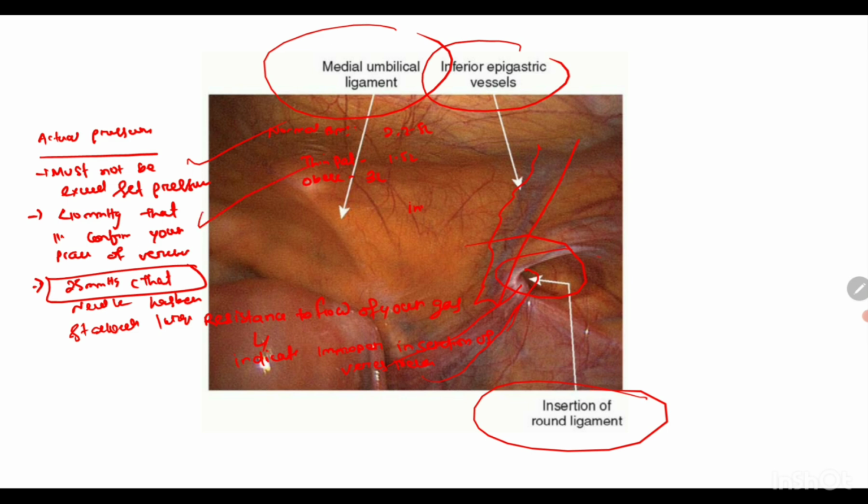If it is less than 10, that confirms the Veress needle is in place. If it is 25, there will be some resistance to the flow of gas, indicating improper insertion of the Veress needle.